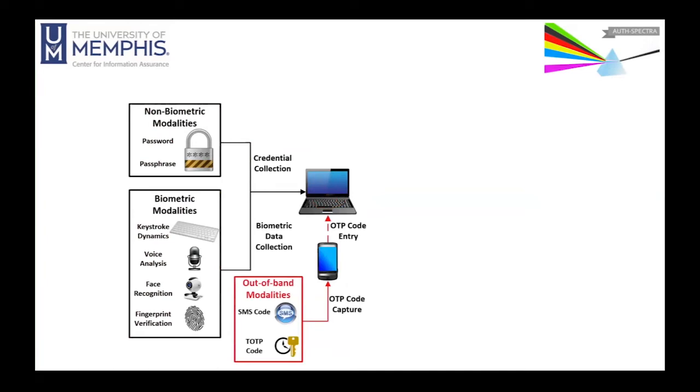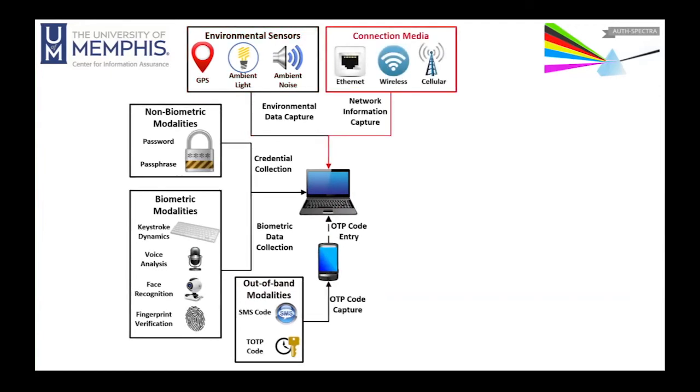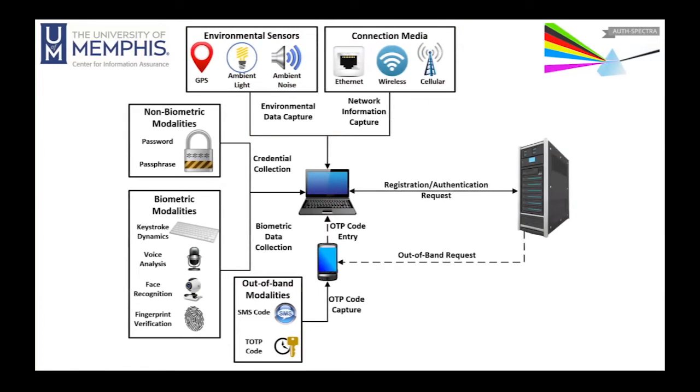In addition to these, out-of-band modalities such as SMS and time-based one-time passwords are supported through the use of mobile devices. The client application captures the ambient light, noise, and location to determine the user's surrounding conditions. The network information is used to determine the type of device being used, fixed or portable, and the connection type, be it Ethernet, Wi-Fi, or cellular. This information is used to differentiate between multiple connections of the same user. All of the information collected is passed to the server over a secure encrypted connection.